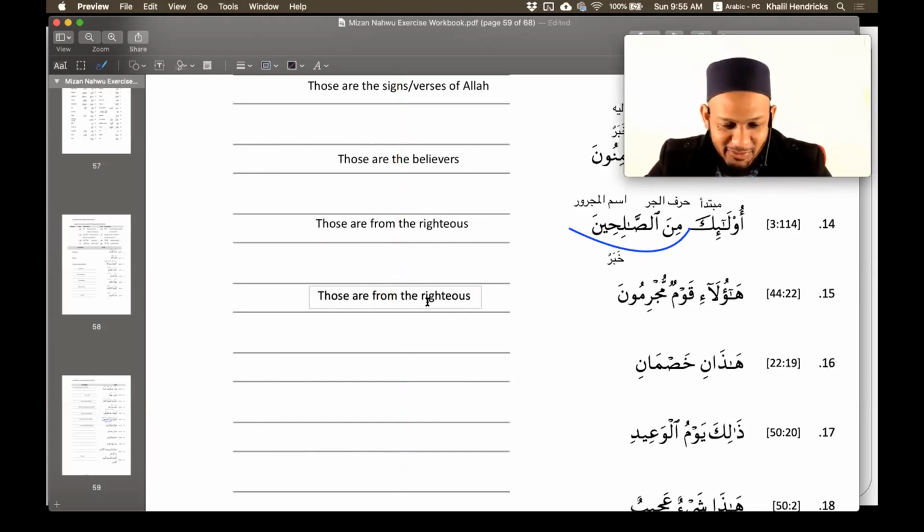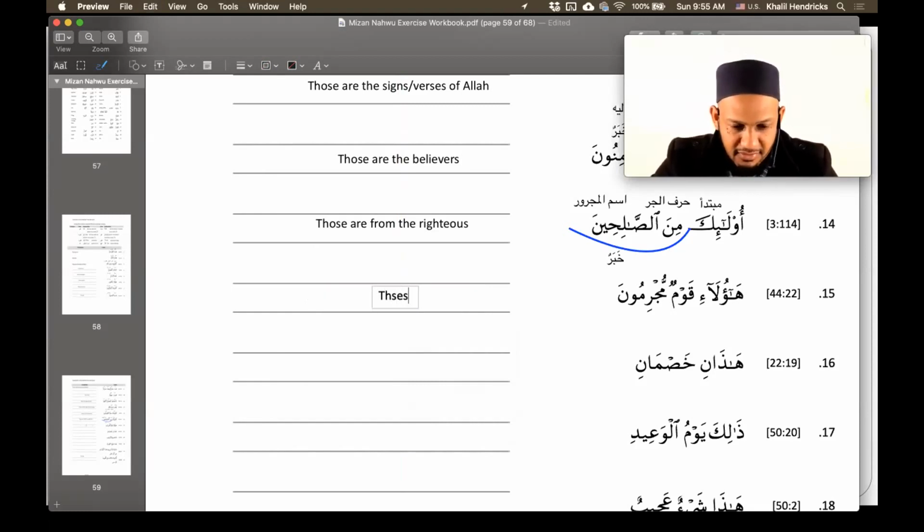Bismillah. Haulai qawmun mujrimun. Okay, translation first of all. Haula'i is these, and it's a sentence. It's a mubtada. So these are a sinning nation, because qawmun is nation and mujrimun is sinner. Okay, perfect. So haula'i, these are a sinning people. These are a sinning people, a sinning nation, both fine. Qawm is like a people, a nation, those are all fine. Okay, perfect. So can you do the labels, inshallah.